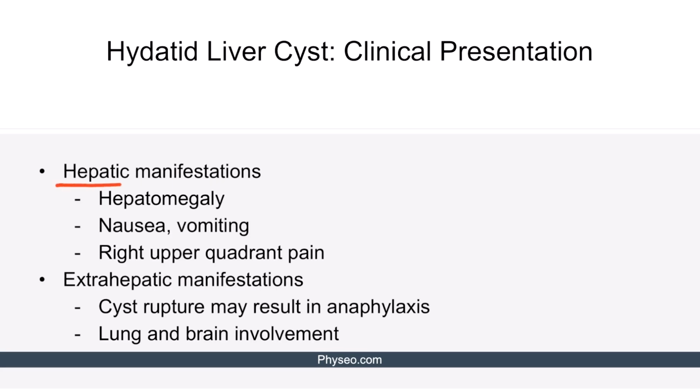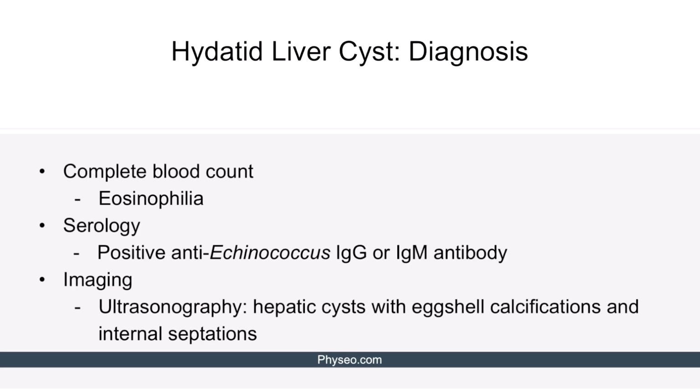Hepatic manifestations of Hydatid cysts include hepatomegaly, nausea, vomiting, and right upper quadrant pain. As for the extrahepatic manifestations, rupture of a Hydatid cyst can cause anaphylaxis. In some cases, cysts may form in the lungs and brain.